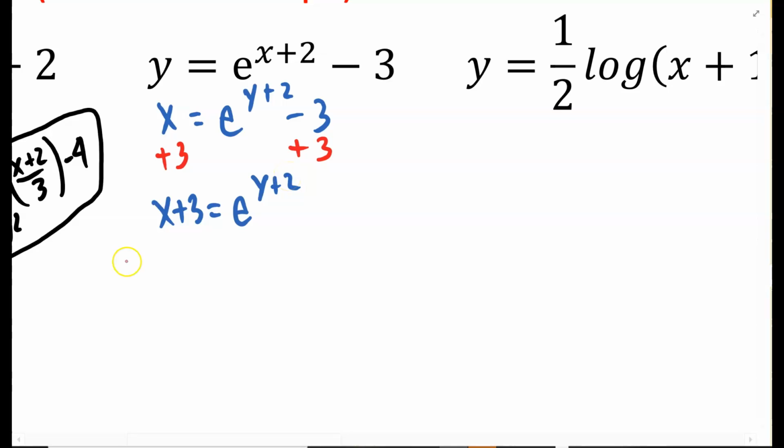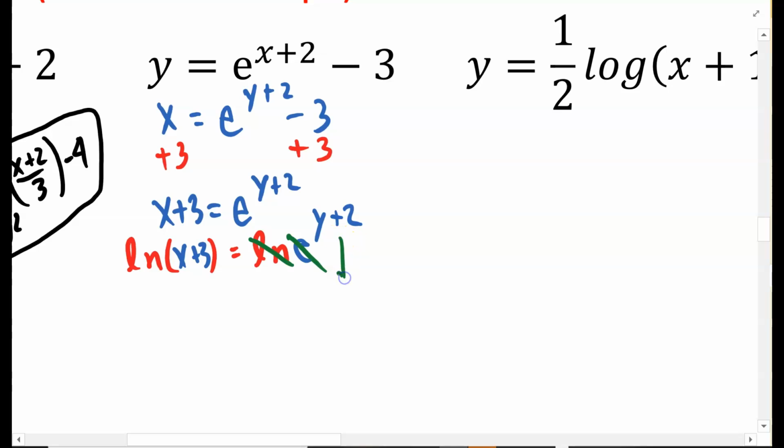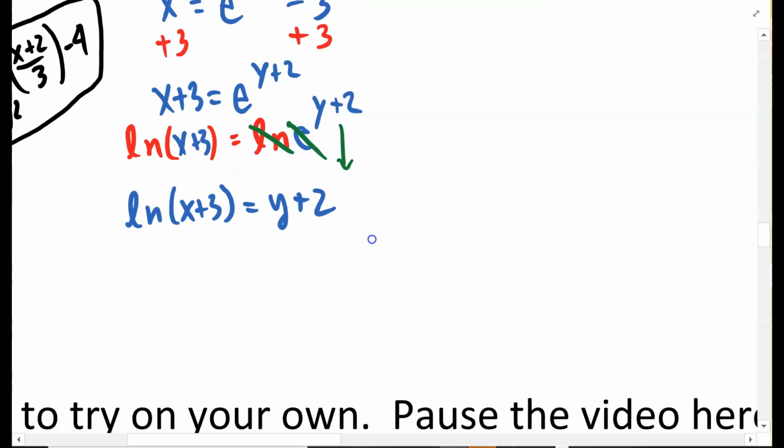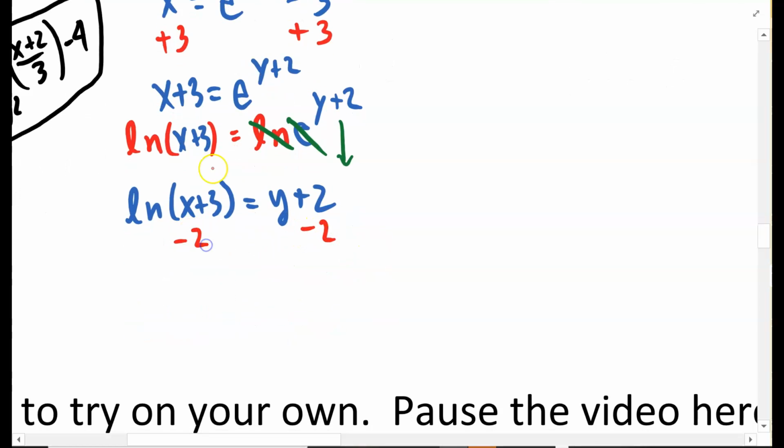Is there anything in front of the e? No. So we can go ahead and use a natural log on both sides to get rid of the e. Okay, and so the natural log gets rid of the e, dropping down the y plus 2. And so we have the natural log of x plus 3 equals y plus 2. Subtract the 2 on both sides. And so we get y equals the natural log of x plus 3 minus 2.